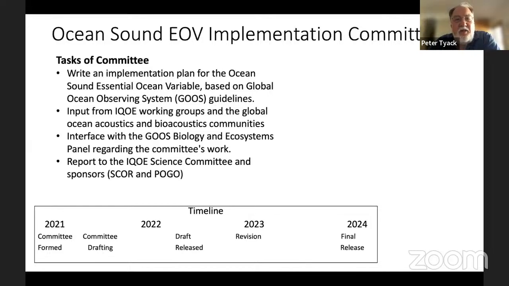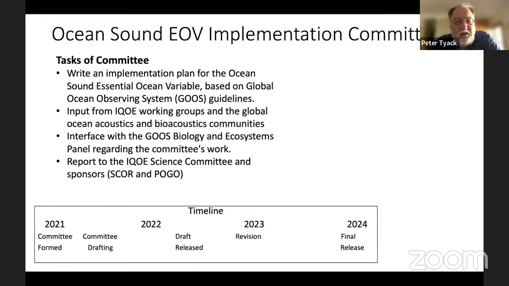And the implementation plan, which forms the core of what I'm discussing, was developed by an implementation committee that was formed in 2021 at the end of the timeline that I showed you before. It took about 3 years to start drafting the plan, to release it, to revise it, and for final release. We took input from the global ocean acoustics and bioacoustics communities.